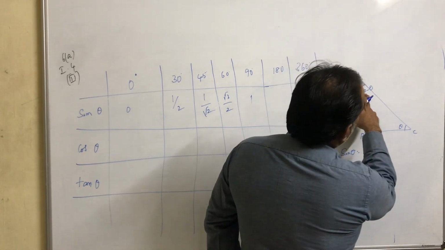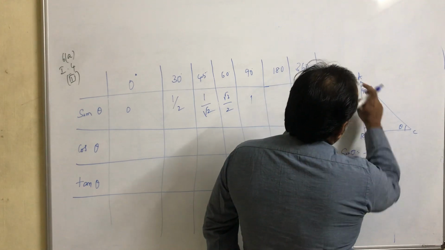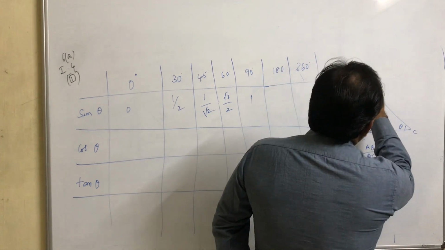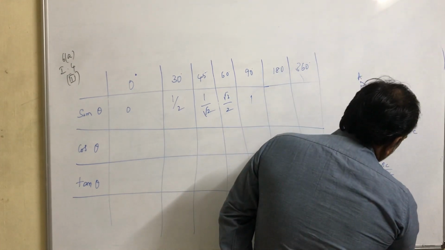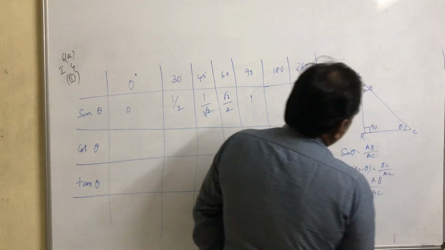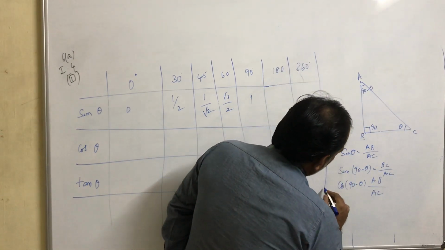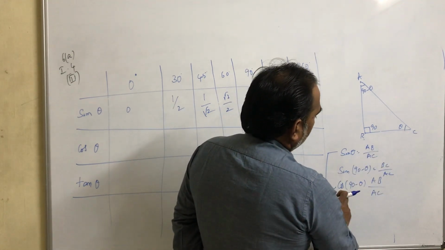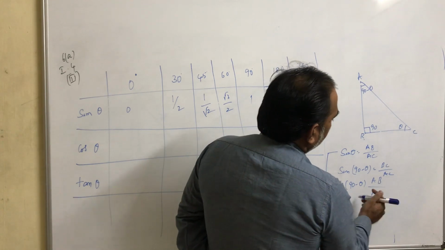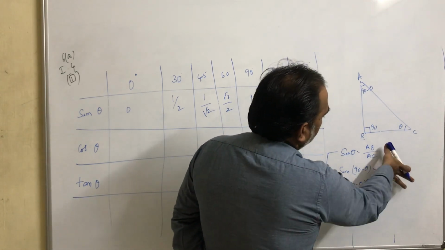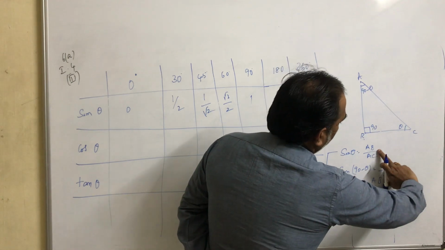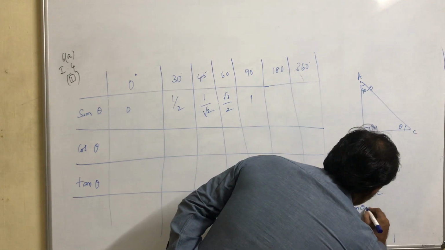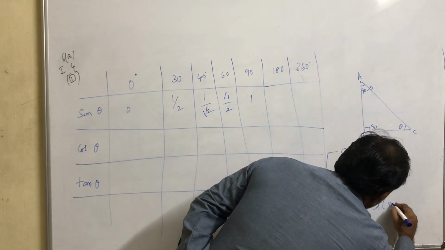Now consider cos of 90 minus theta. For cos of 90 minus theta, what is the adjacent side? AB is the adjacent side, and the hypotenuse is AC. So AB by AC. If you see these two equations, sin theta equals AB by AC, and cos of 90 minus theta equals AB by AC. Both right hand sides are the same. That means sin theta equals cos of 90 minus theta.